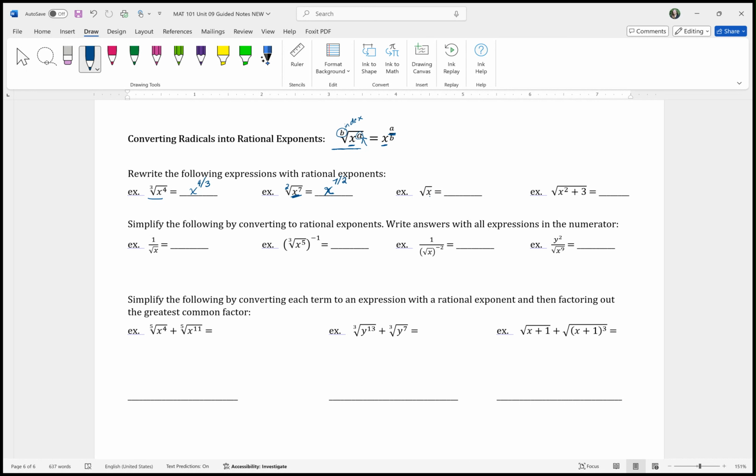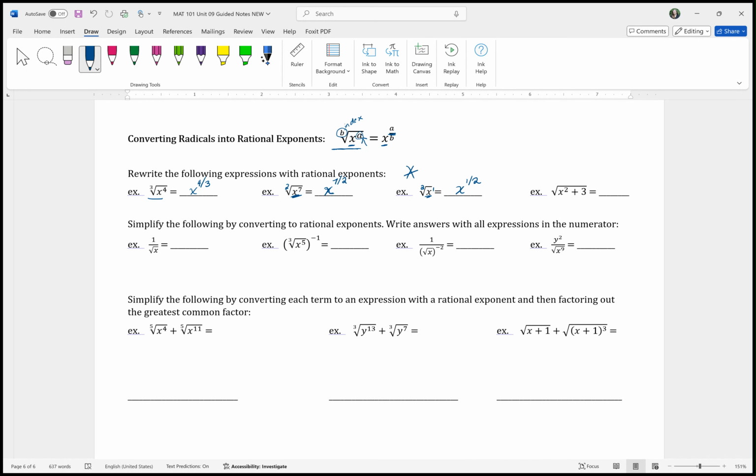Looking at our next one, we have a base of x. What's its exponent? We can't see it, but there is one. It's a 1. Okay, and then what is its index? It's 2 because it's square root. So this will be x to the 1/2. This one's used so much, okay? So definitely commit that one to memory. All right, and then what's the base here?